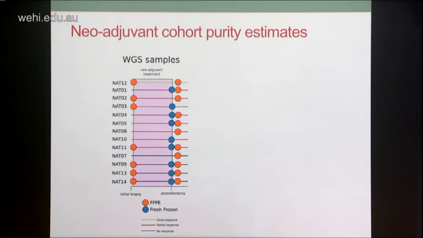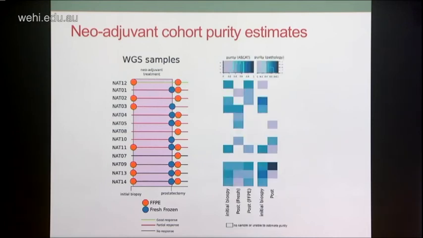So most of the patients had a partial response, 4 of them had no response, and 1 patient had a good response. There are a few more patients in this cohort, but they didn't have usable samples for this analysis.